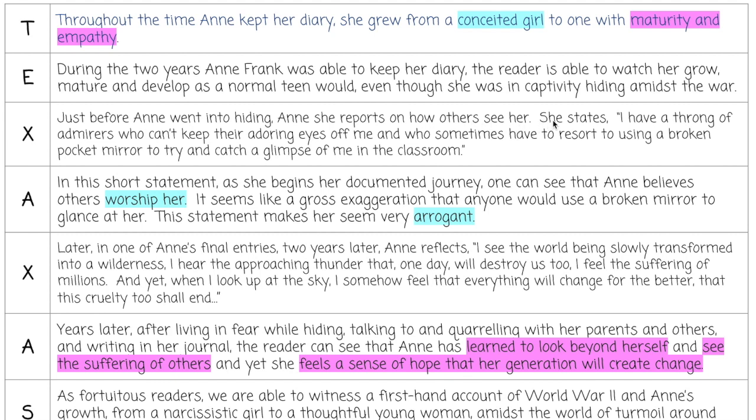So that's the context. She states, I have a throng of admirers who can't keep their adoring eyes off me and who sometimes have to resort to using a broken pocket mirror to try and catch a glimpse of me in the classroom. Here's my analysis. In this short statement, that's this, as she begins her documented journey, one can see that Anne believes others worship her. Worship goes to conceited. It seems like a gross exaggeration that anyone would use a broken pocket mirror to glance at her. This statement makes her seem very arrogant. Arrogant and conceited go together. So I added a transition, the word later, and then I wanted context.